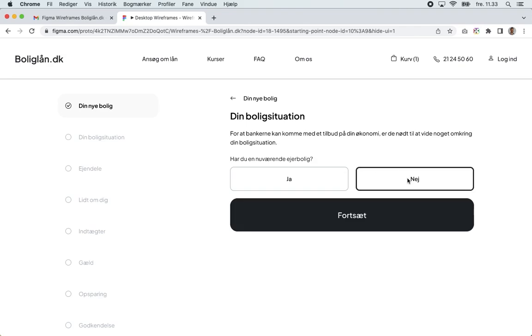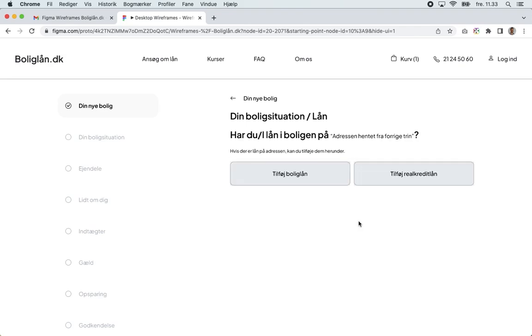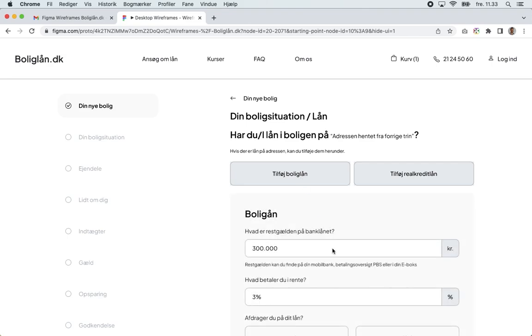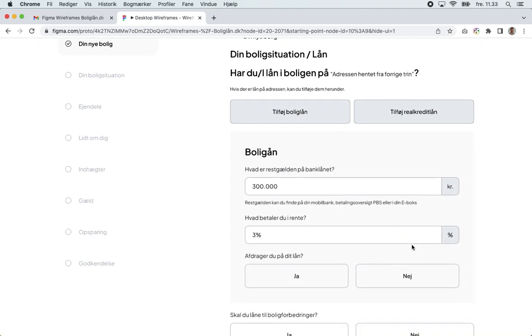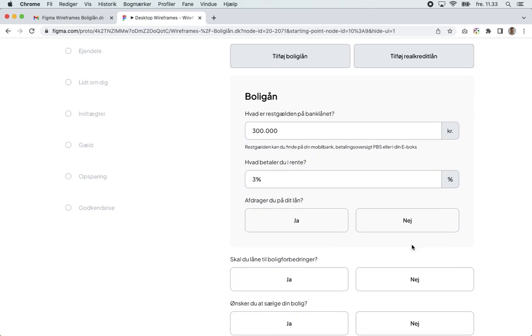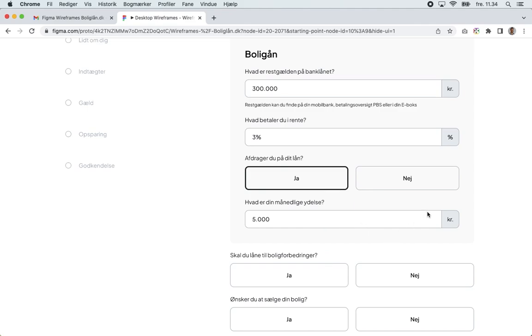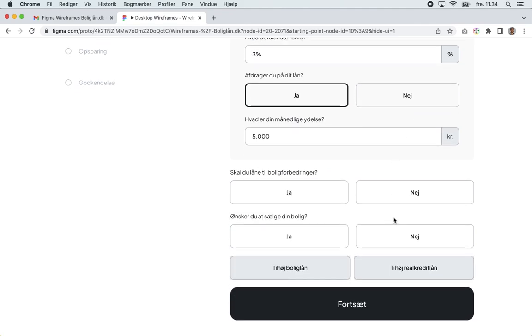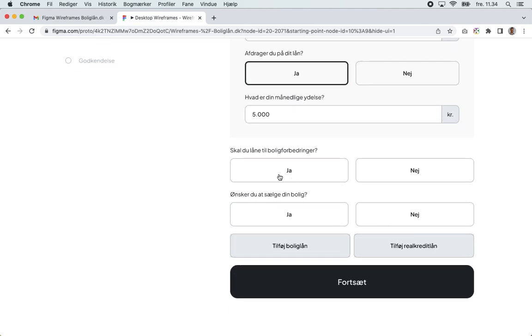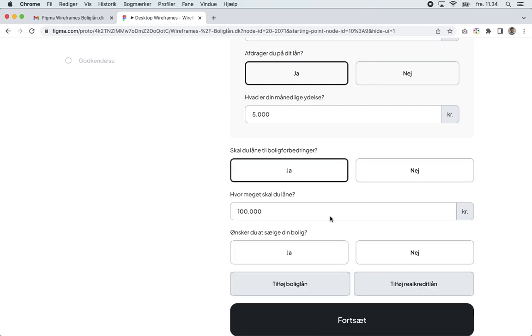No. Hvis der er lån på adressen, kan du tilføje boliglån. I'll just leave that one, right? Yes. Just leave that one. Yes.